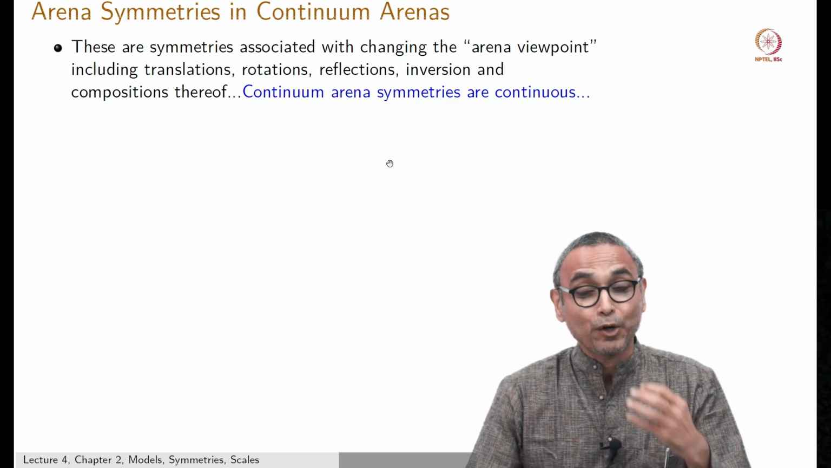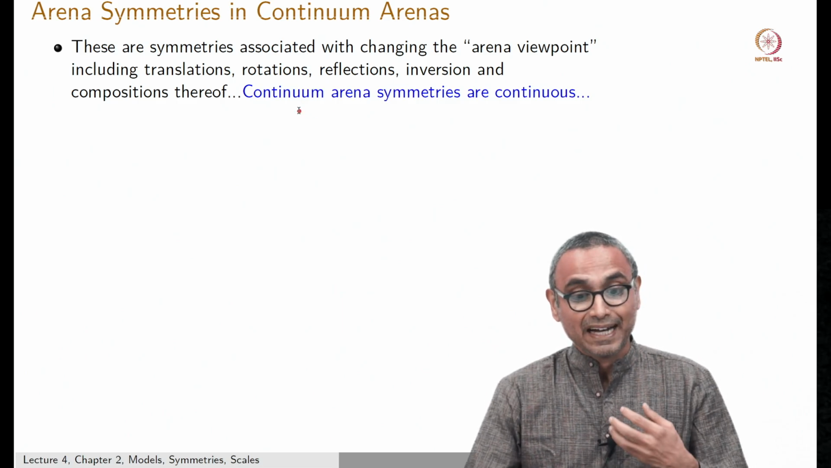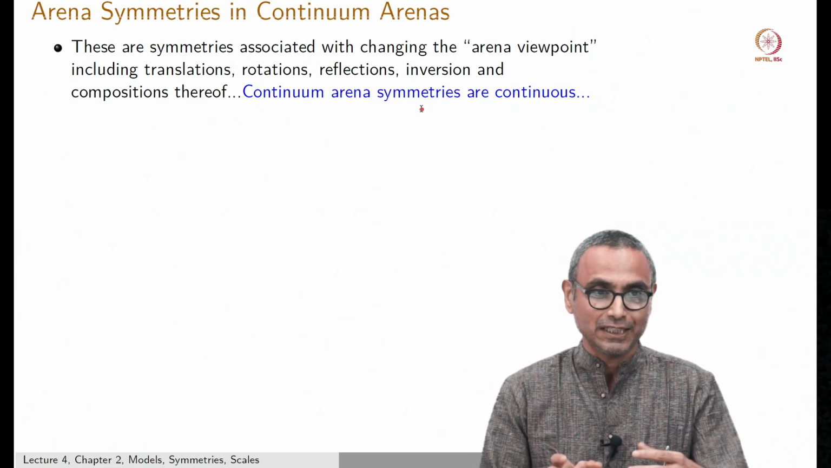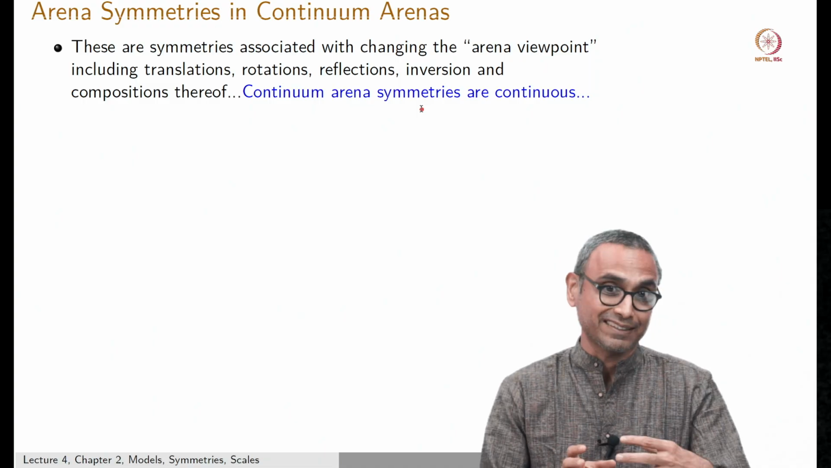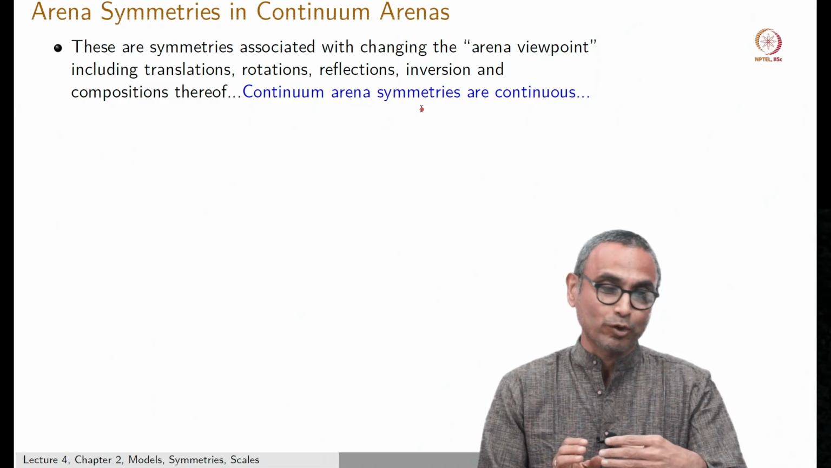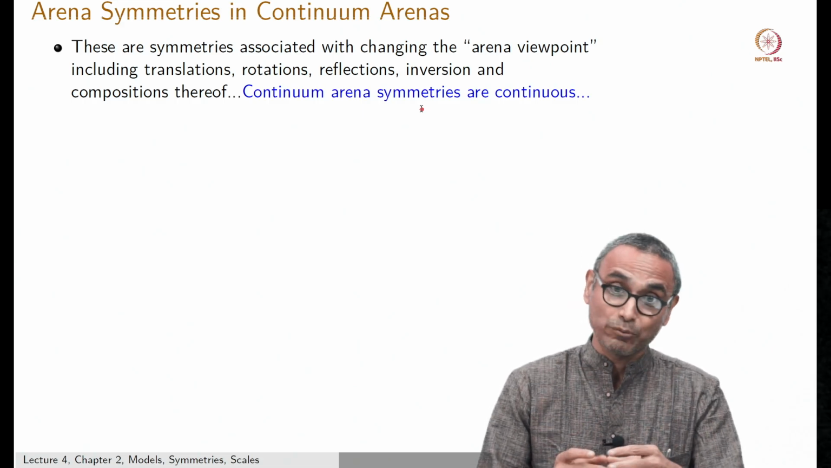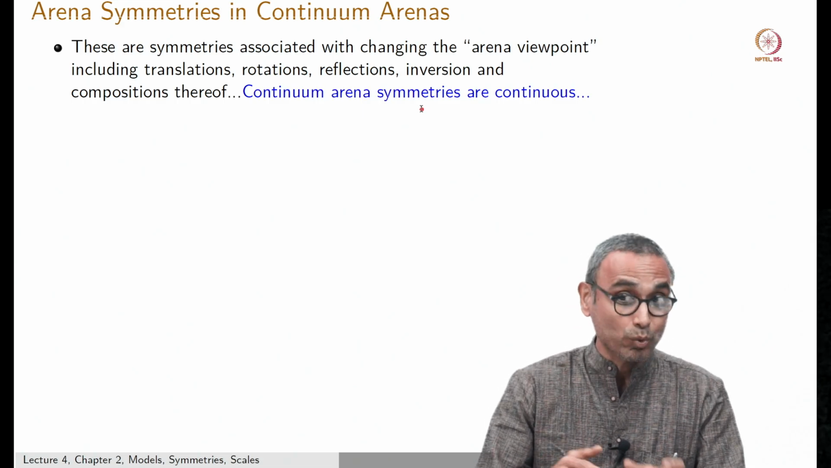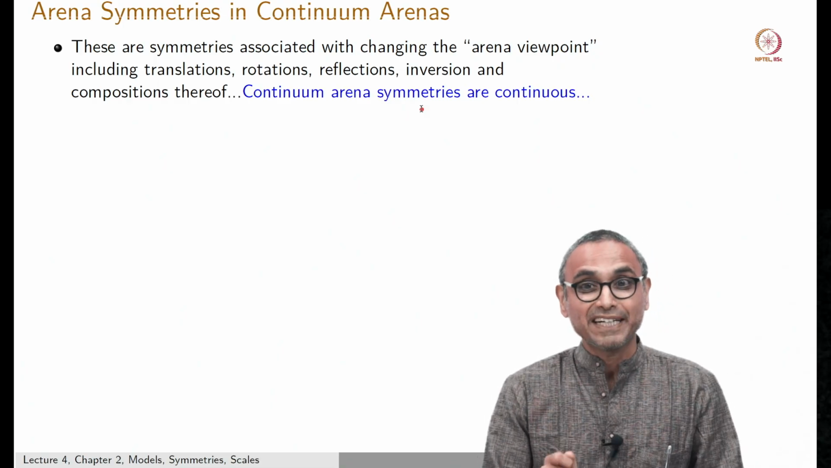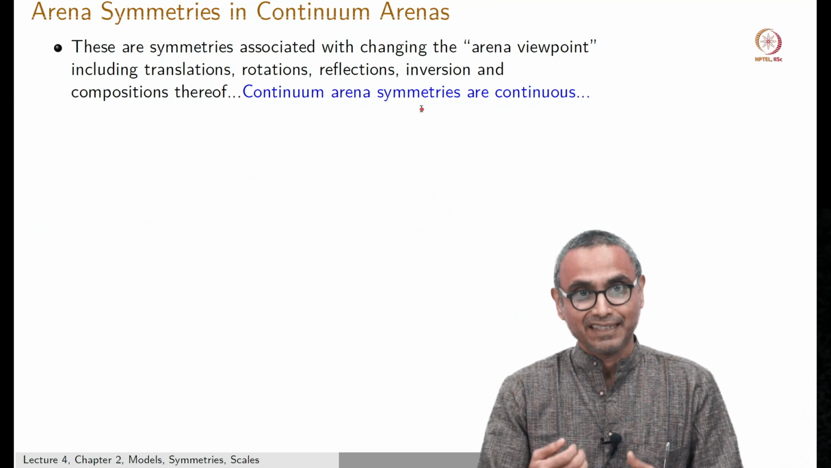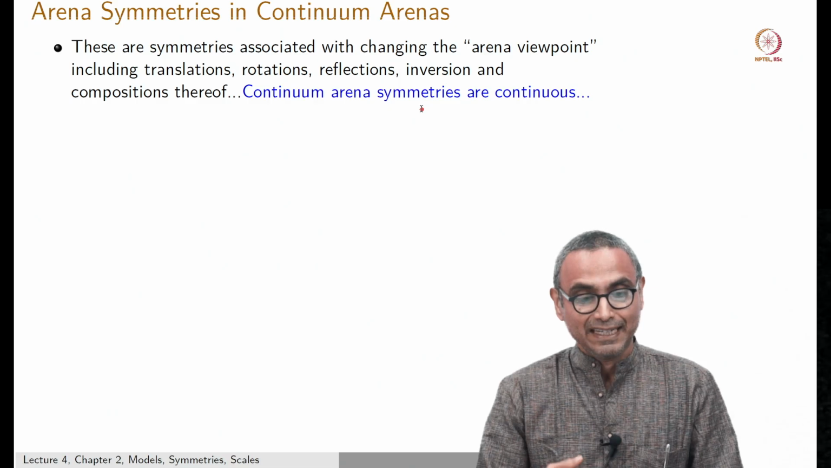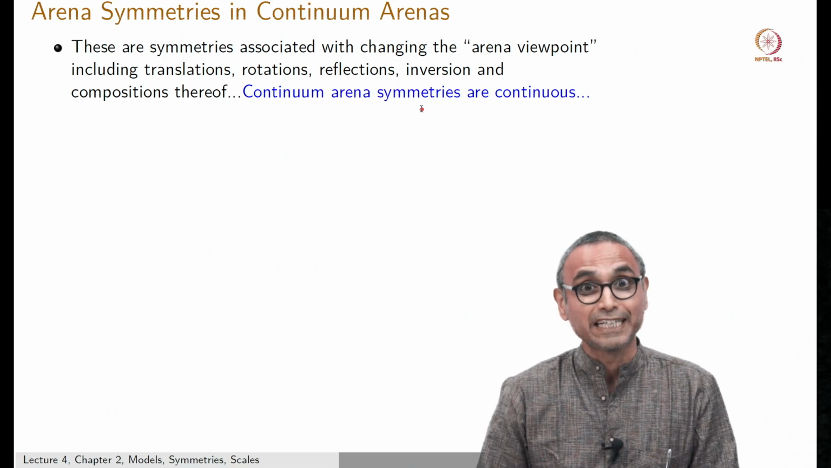Now, the important point to note is that the continuum arena symmetries are always continuous. What do we mean by that? Say, for example, if you have rotations. Now, you can rotate by any angle that you wish. You can rotate by 30 degrees, you can rotate by 31 degrees, you can rotate by 30.1 degrees, you can rotate by any angle you wish. So, in the sense that the parameter that enters the symmetry operation, namely say the angle of rotation, is a continuous parameter, and this is why we call them continuous symmetries.